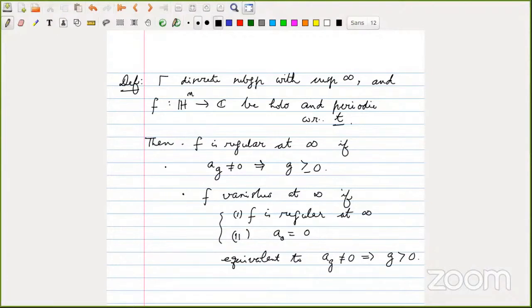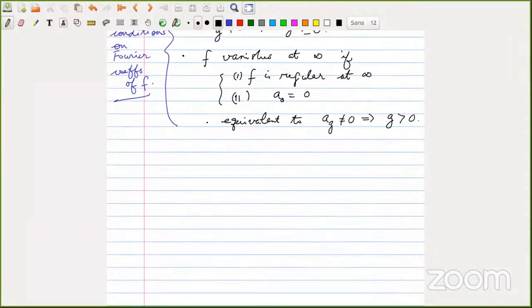Okay, so as you can see, these are conditions on the Fourier coefficients of f. With these things we can define what Hilbert modular forms are.